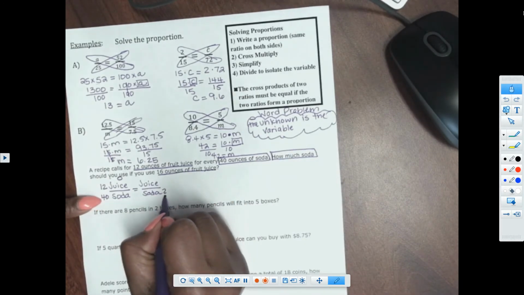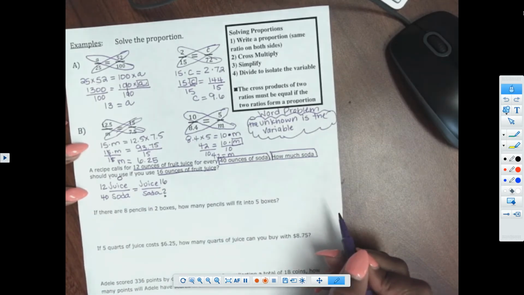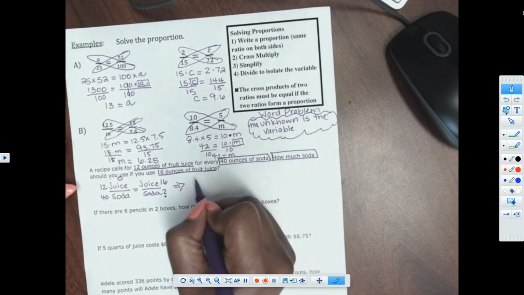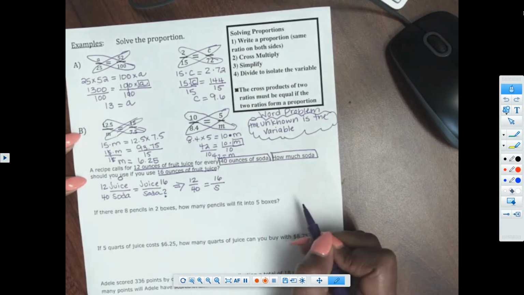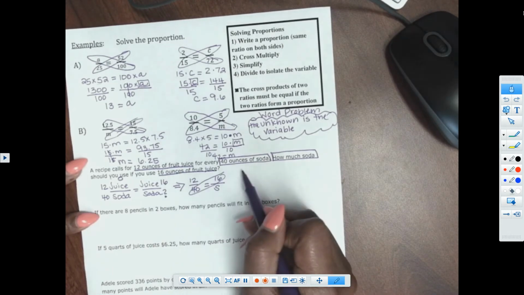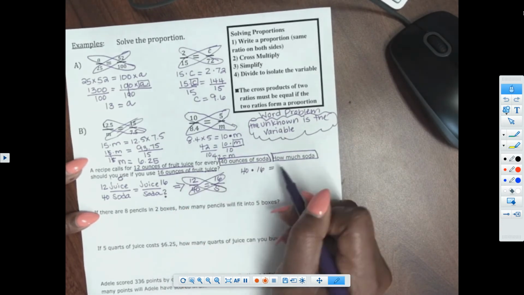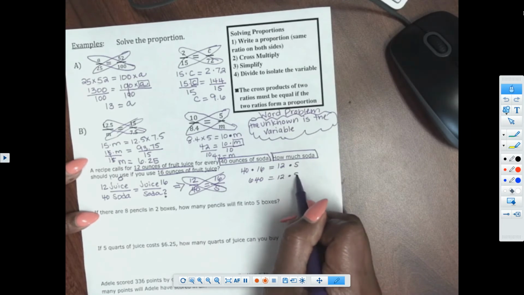So that lets me know I don't know how much soda it is, but I do know that there's 16 ounces of juice, okay? So when I go to write my proportion so that it looks like this up here, I have 12 over 40 equals 16 over, let's use S for soda because we don't know what that is, okay? Now we can figure out what soda is by following the same steps we did up here. So cross multiply, 40 times 16 equals 12 times S. Simplify, 40 times 16 is 640 equals 12 times S, okay?